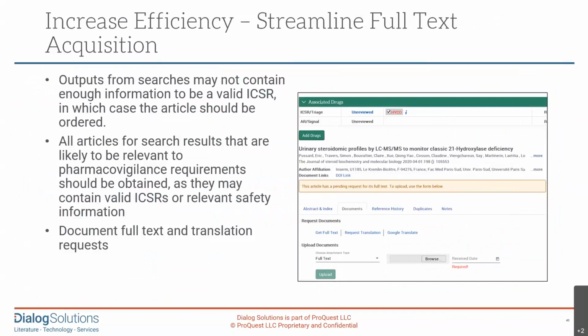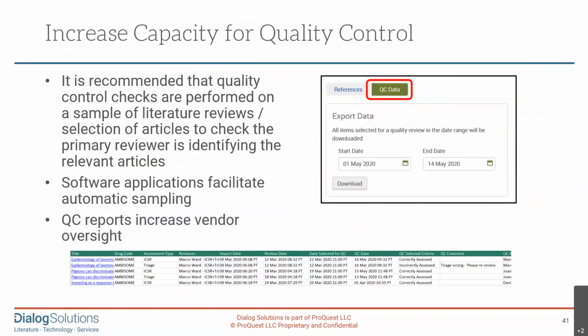Streamlining full text acquisition. Yep, we've already looked at that. Software can integrate the ordering of the full text and even integrate with Reprints Desk, CCC, so that you can rent or buy articles, and everything to do with full text or translation acquisition is documented in an audit trail.